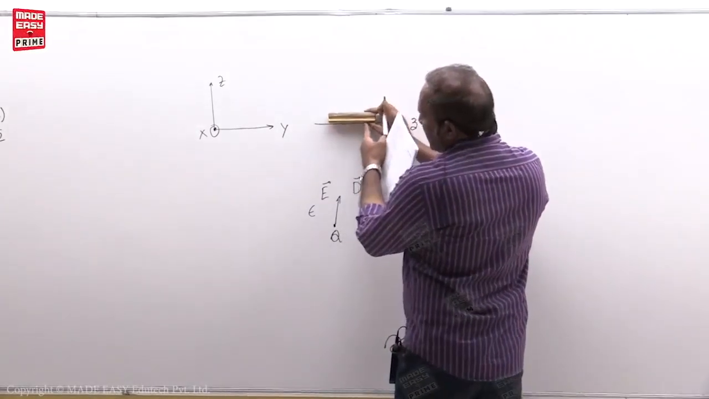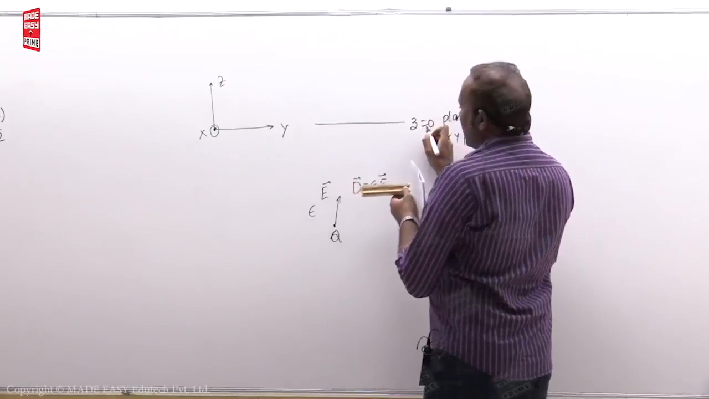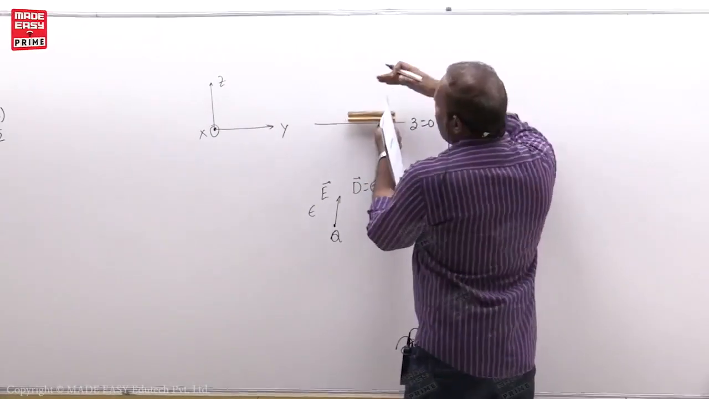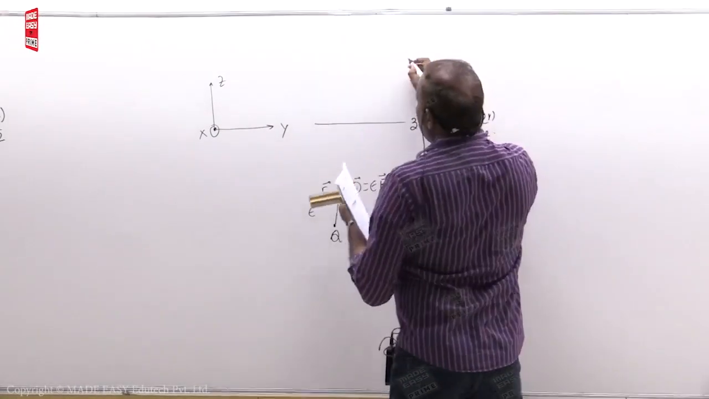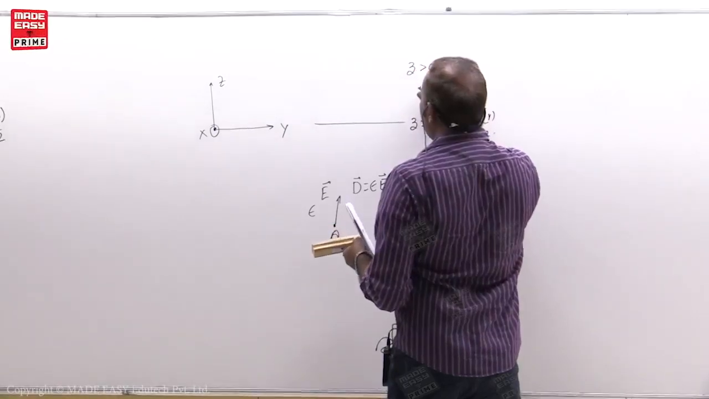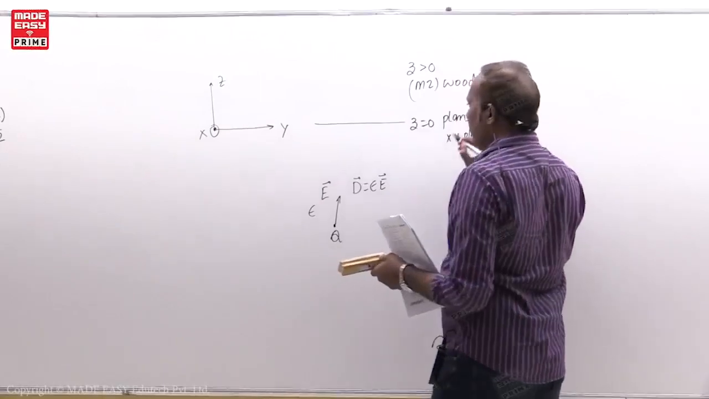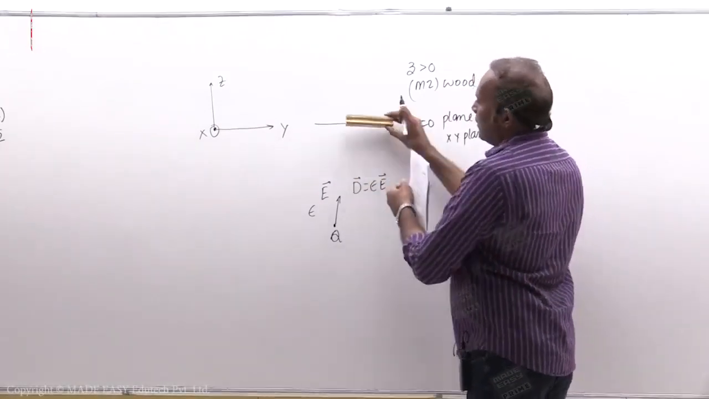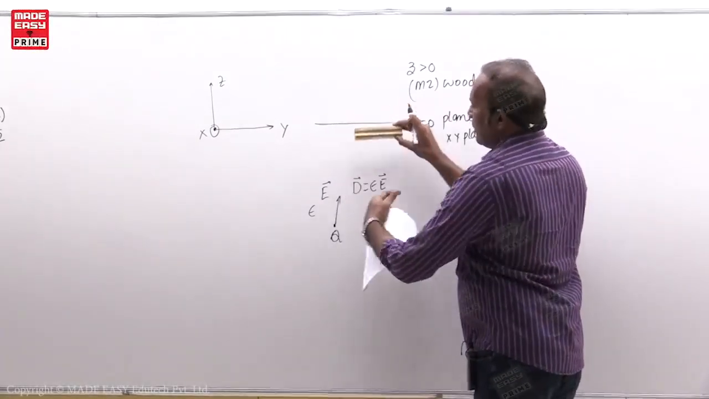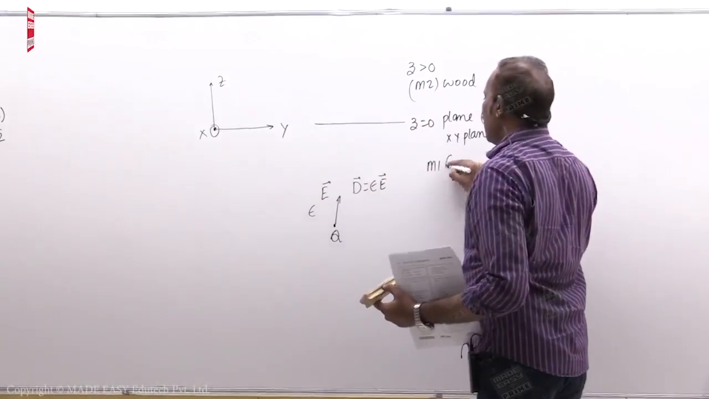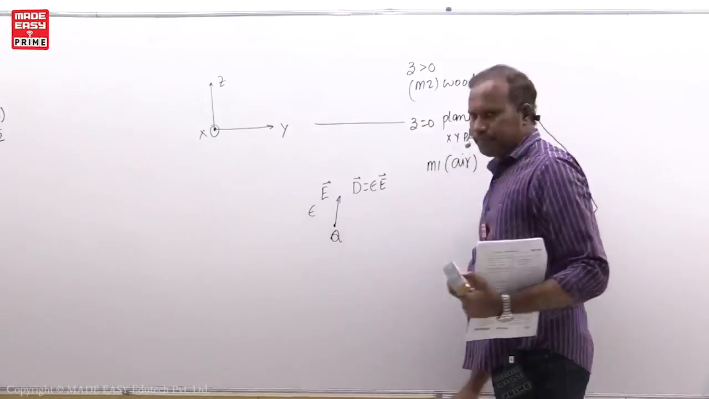Wherever wood material starts, that is taken as z equal to 0 height. For example, this is all wood material, which is called z greater than 0. Here medium 2 is there, that is the wood medium, wood material. And below this, whatever medium is there is called medium 1, for example here air material.